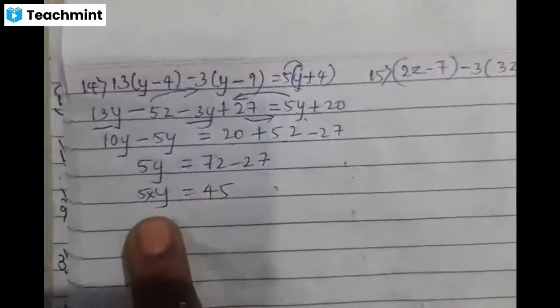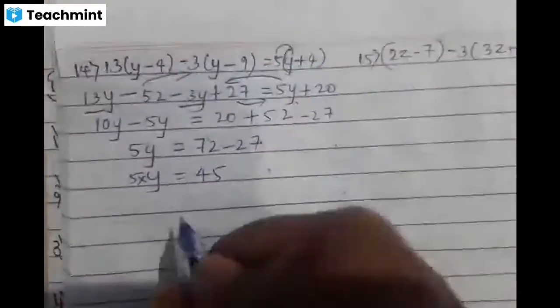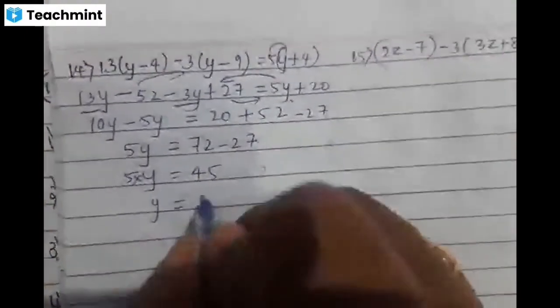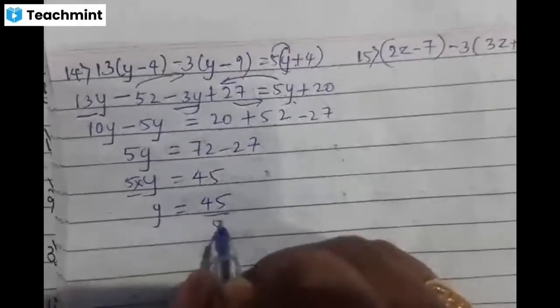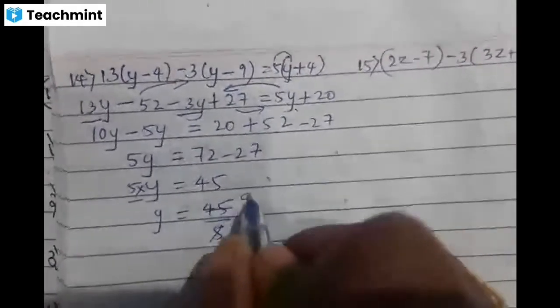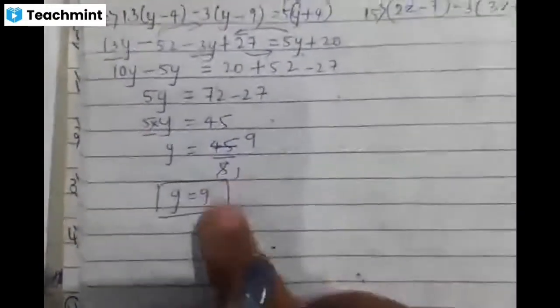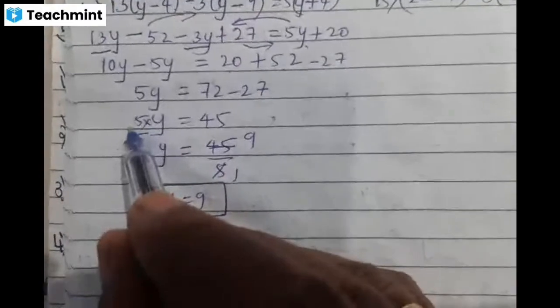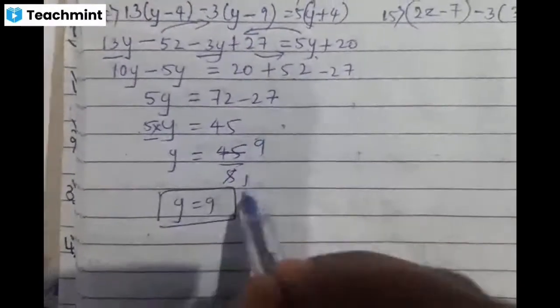Now the into 5 I don't want, I have to send it to the right hand side. This becomes y is equal to 45, into 5 will become divided by 5. 5 ones are 5, 5 nines are 45. y is equal to 9. So here I have used the method of transposing again. Into 5, I am just sending it to the right hand side, children. Into 5 will become divided by 5. Directly you can do this.